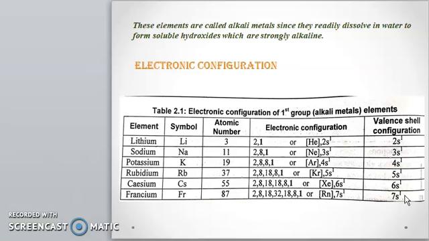So here is the question. Francium is a radioactive element, but it comes under this group. Why? Because francium also has 7s1, meaning the last electron is in the s orbital, so that's why it comes under this category.